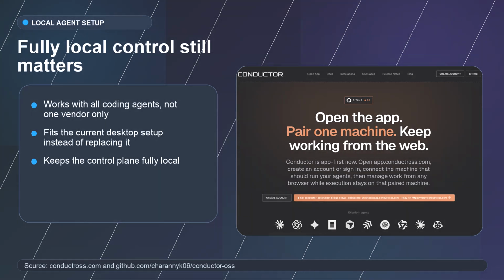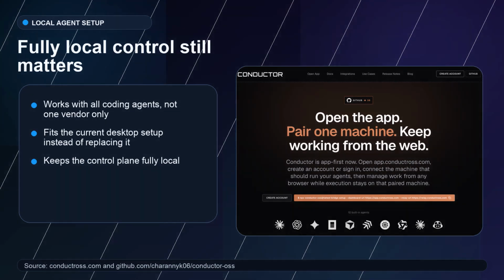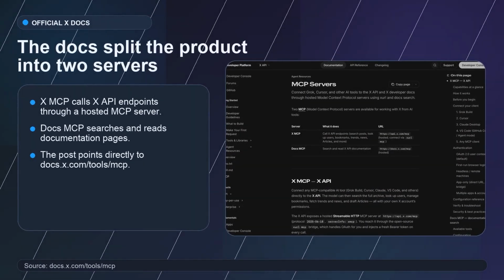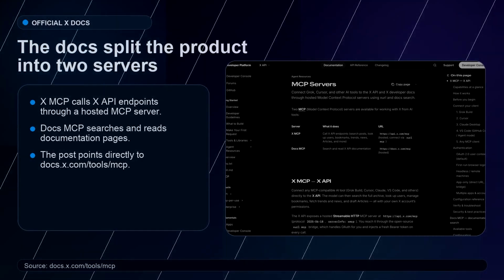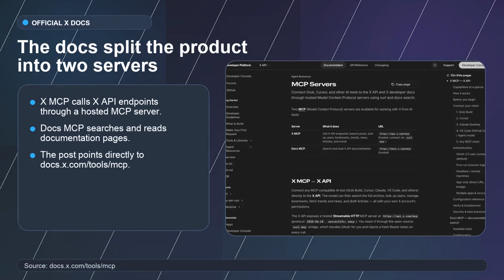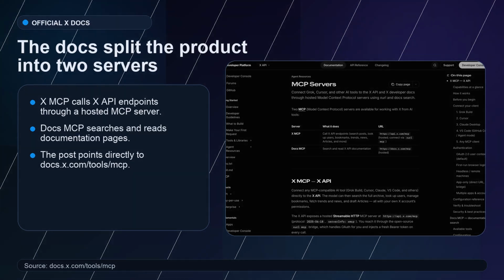Now, the interesting part is not only that X made an MCP server. It is how they chose to bridge identity, OAuth, tools, and docs. Here is the actual announcement. X says the hosted X MCP lets agents access what it calls the best real-time information source in the world. The post names Grok, Cursor, and any MCP-compatible AI tool.